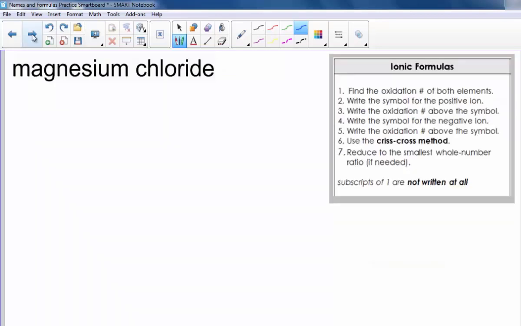Now, for this one, we've got magnesium chloride. And I did mention already that this is the toughest set of problems. The other 3 are pretty easy, so definitely pay attention for this part, even if you thought the other parts were really easy. For step 1, we're going to find the oxidation number of both elements. And so magnesium, if we went back to the periodic table, that's in group 2. And so that would be a +2 charge. And then chlorine is all the way over in group 17. And so that would be a -1 oxidation number.